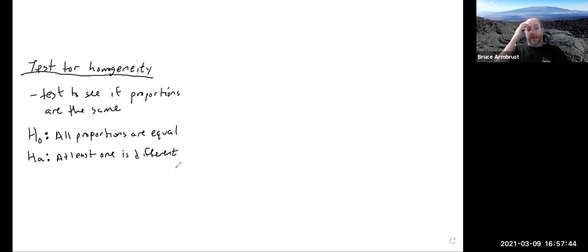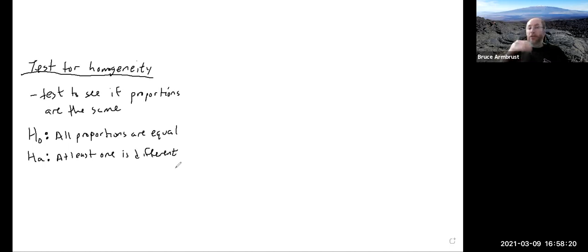So if we're in the case of only having 2 proportions, they're either equal or they're not. But if we have 3 proportions, 4 proportions, again, they're either all equal or there's at least one of them that's different. You won't necessarily know which one is different, but you'll at least be able to say, nope, it doesn't look like these proportions are actually the same. Okay, so that's what a test for homogeneity is. It's a test on proportions.